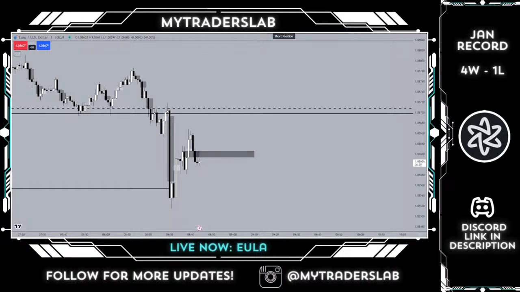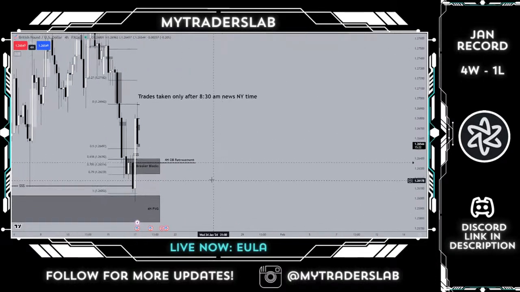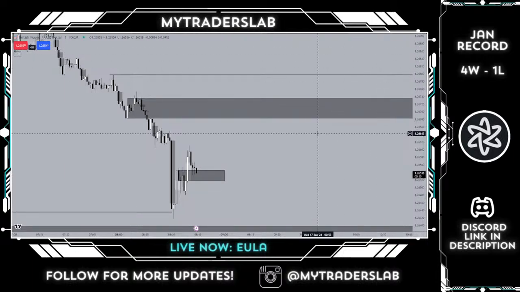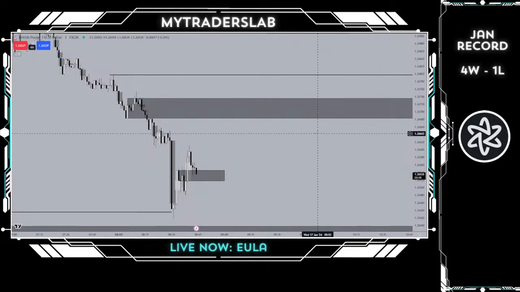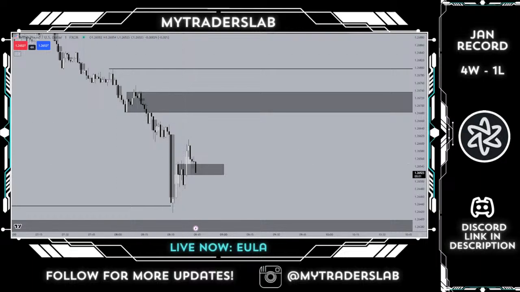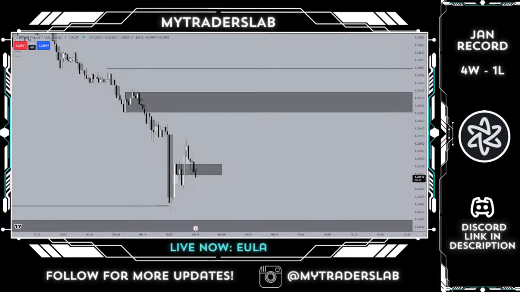I think price might come back down to the 4-hour OB. I still expect price to retrace, but I'm trying to see whether I can take a sell from there all the way to our target for buys. You know what I mean? I'm trading the manipulation leg, which is very risky for sure. So if price can close below this, yeah, euro's gonna dump.